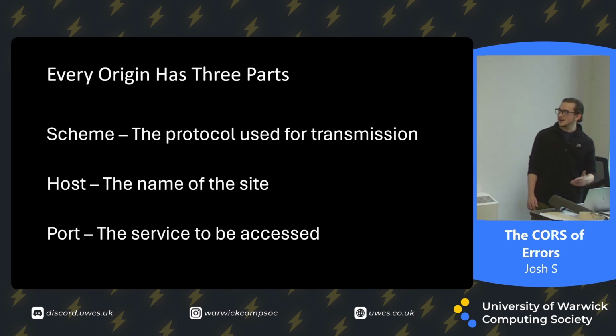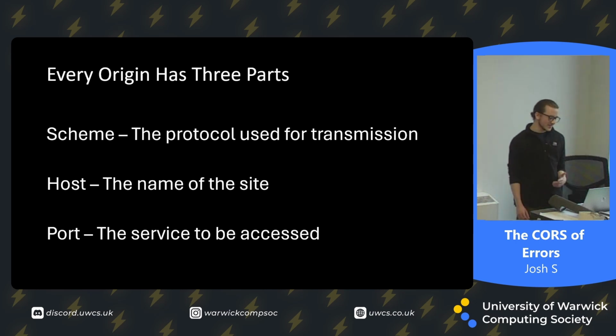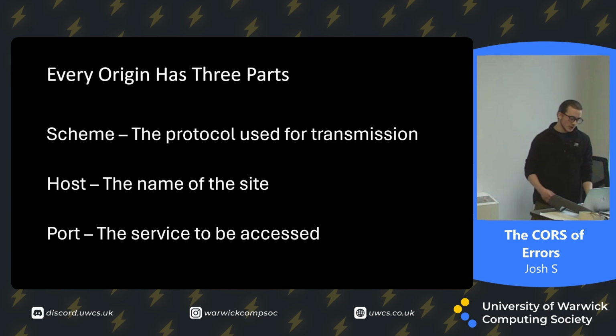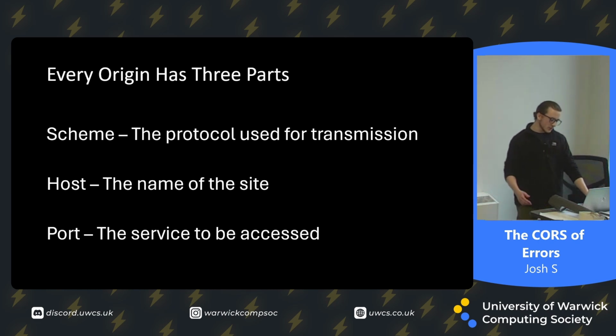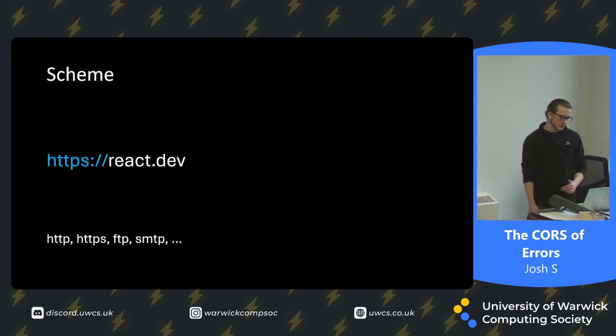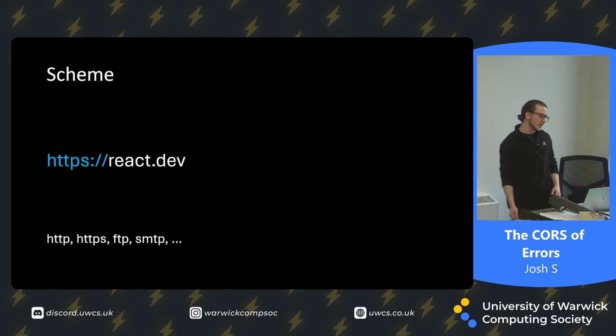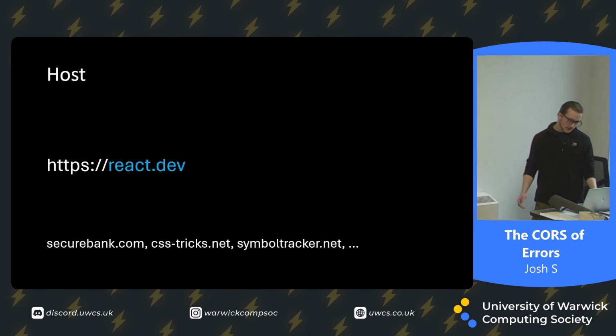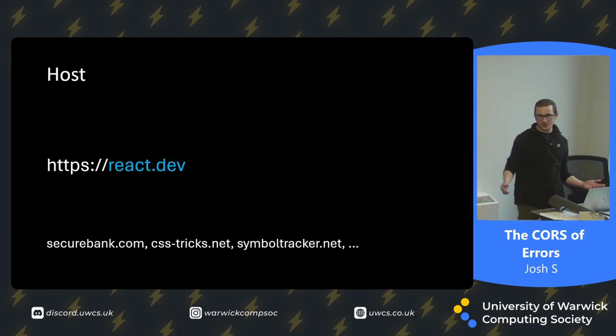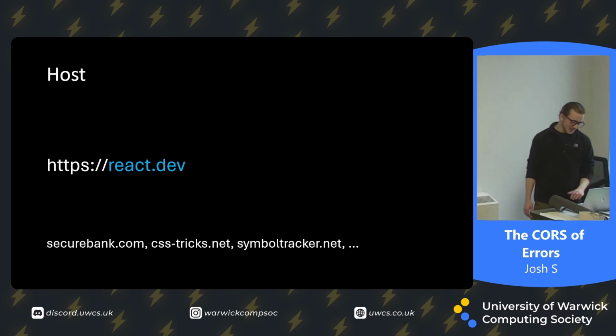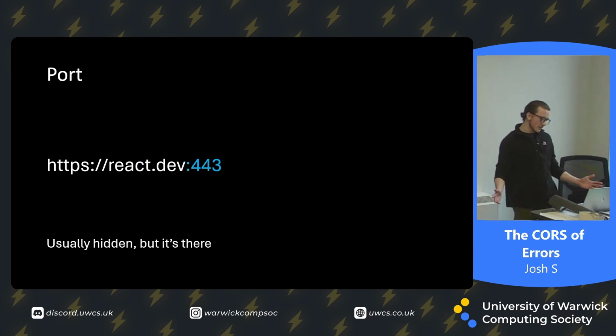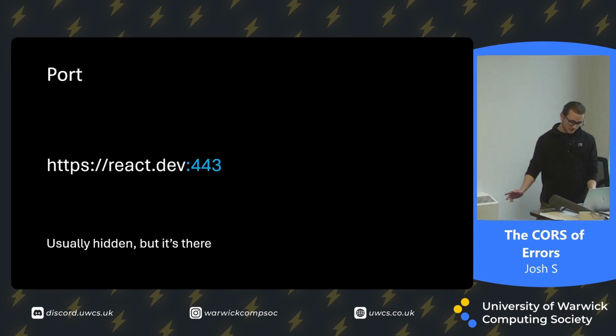The scheme is the protocol used for transmission. The host is the name of the site, and the port is the service to be accessed. So, the scheme is the first part of the URL. Here we have HTTPS. You can think of HTTP or FTP, really any scheme you can think of. You also have the host. That's the name of the site, securebank.com, csstricks.net. And the port, just a number. It's always there, but it's usually hidden.